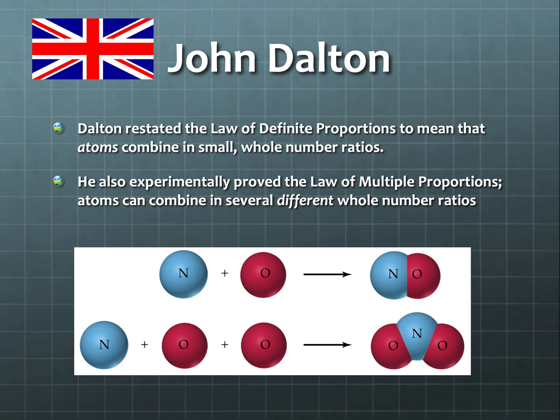whole number ratios. So in the example that you can see here, we can have nitrogen and oxygen combining in a 1-to-1 ratio, or you can see nitrogen combining with 2 oxygens to make nitrogen dioxide, or NO2. So not only does it combine in a 1-to-2 ratio, but it also combines in a 1-to-1.